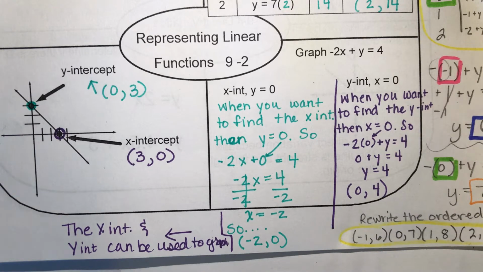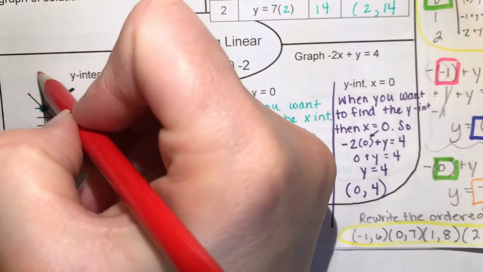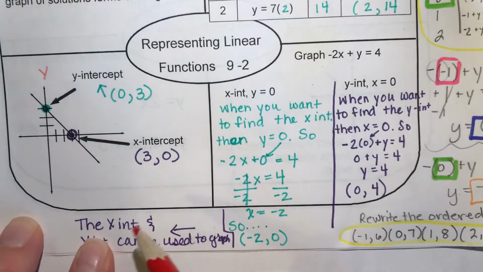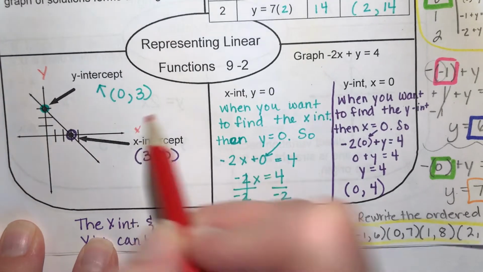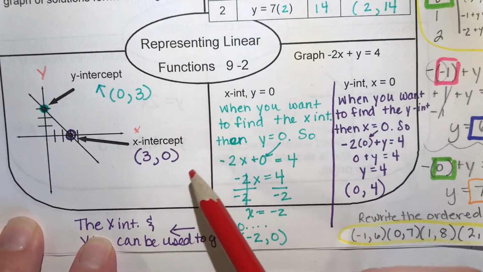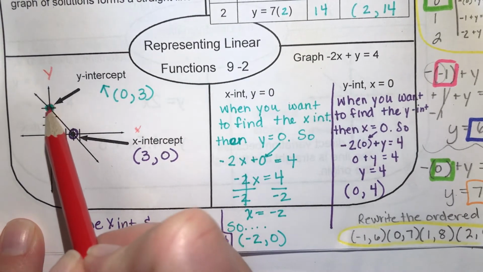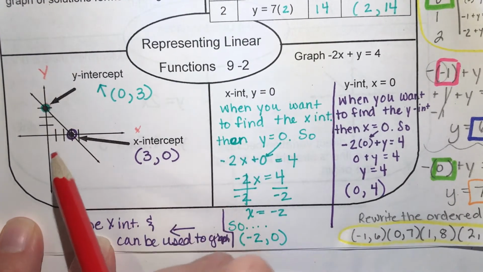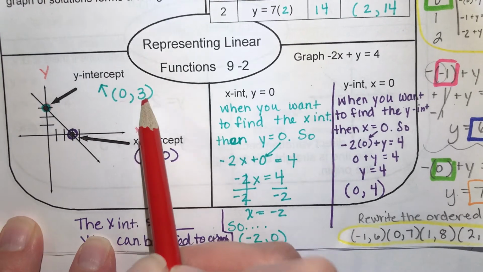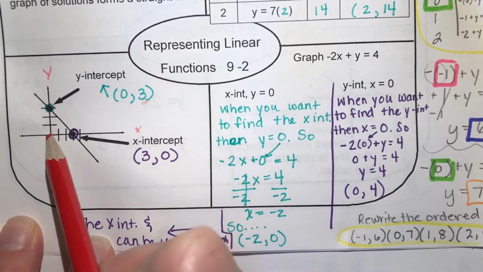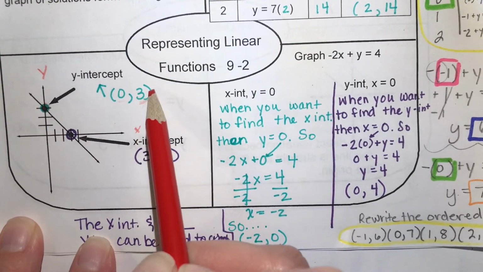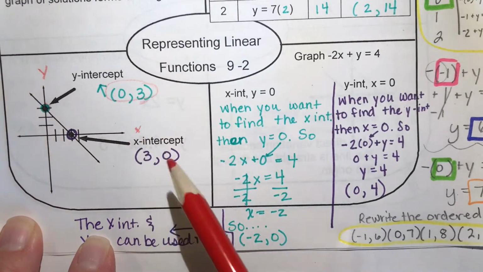So a couple things that you're going to need to remember. First off, this is your y-axis, and this is your x-axis. And the intercepts are basically when do they hit the axis. So like right here, that's where it hits the y-intercept, and the ordered pair for that would be 0 and then up 3. So the y-intercept is (0, 3).